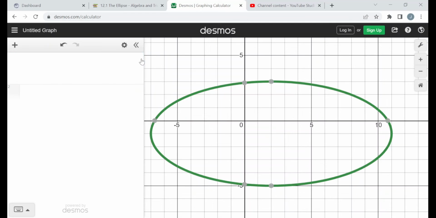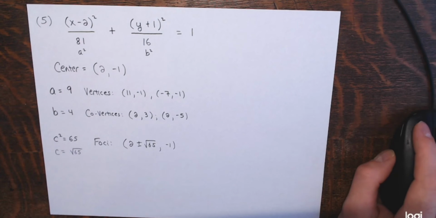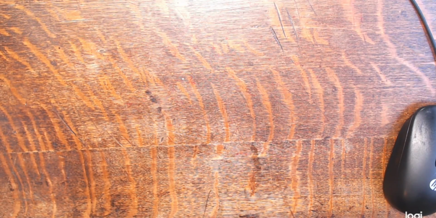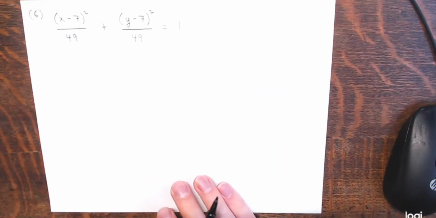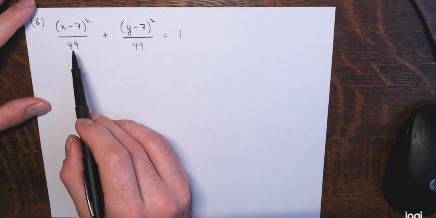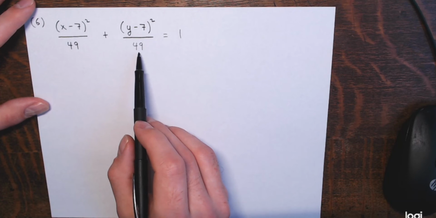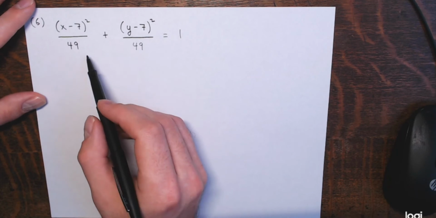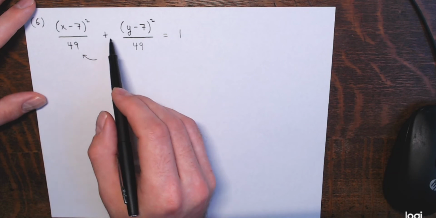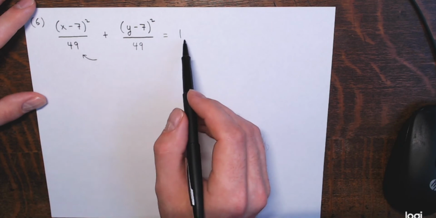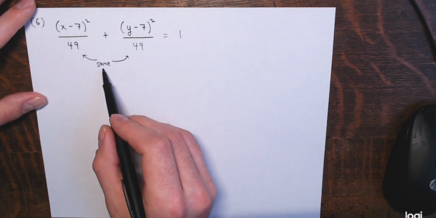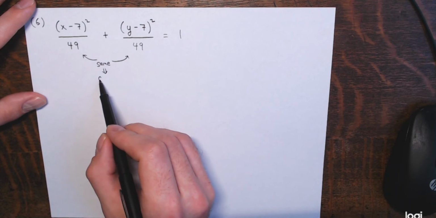All right. So I got another one. So this one here, if you notice, see how the denominators are the same? This is in standard form. You get a quantity with x squared divided by a number plus a quantity with y squared divided by a number equals 1. But you notice how these denominators are the same number. That means that this is going to be a circle.